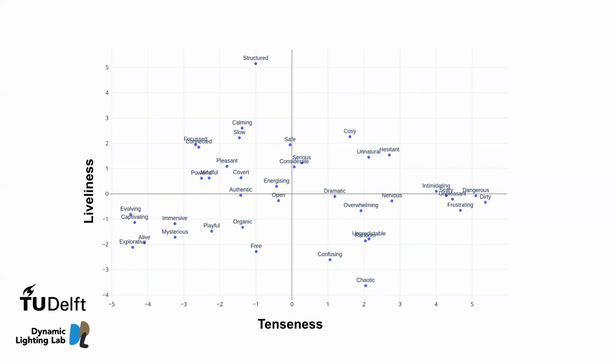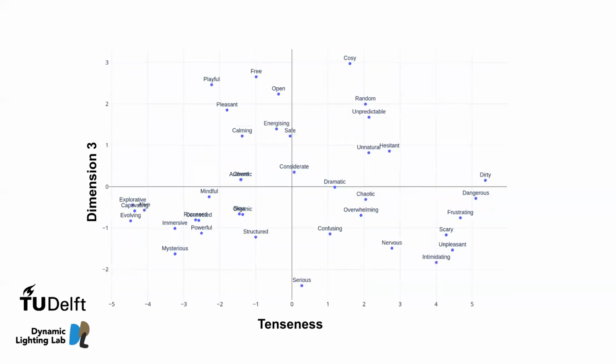The same thing we did for the vertical axis, which we call the liveliness axis. And we found, for instance, in the positive values of that, we found structured, and in the lower ones, we found chaotic. We also found a third dimension, which we call the sense of detachment, where we can find kind of a business-like, serious, structured sense of atmosphere in the lower regions, and in the higher regions we find free, open, playful. So it's a sense of business-like versus free or playful.